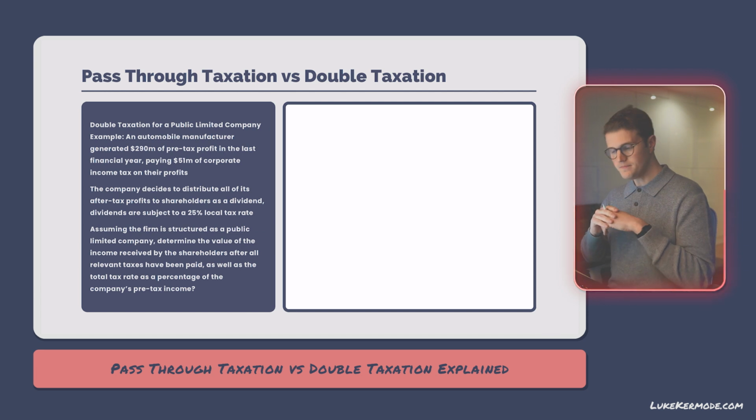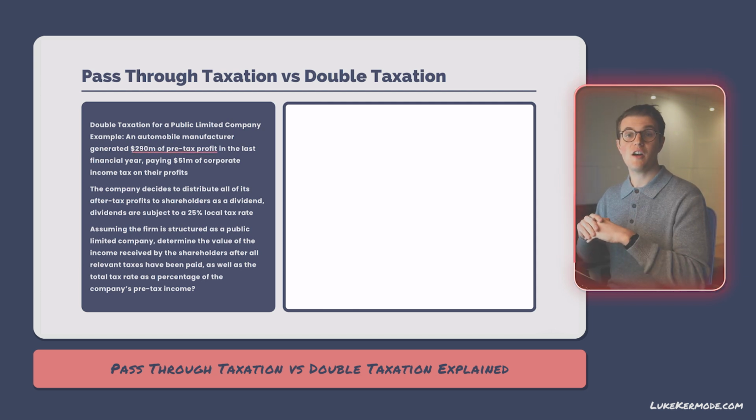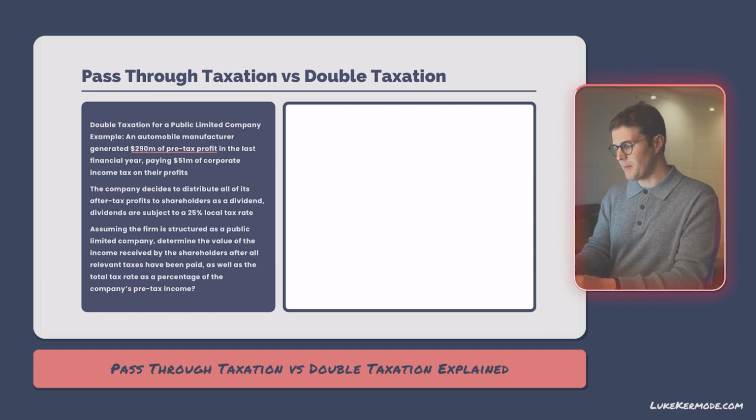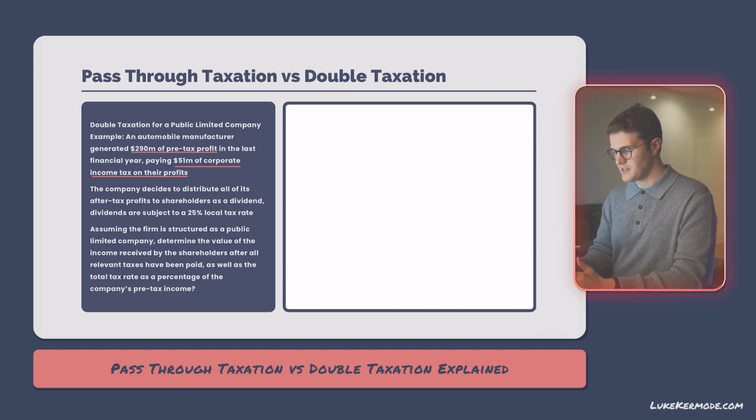Let's do an example. This is a double taxation example for a public limited company that you may get in an exam. An automobile manufacturer generated 290 million of pre-tax profit in the last financial year. So 290 million of profit before any tax is paid by the company. The company pays 51 million of corporate income tax on those profits, and the company decides to distribute all of its after-tax profits to shareholders as a dividend.